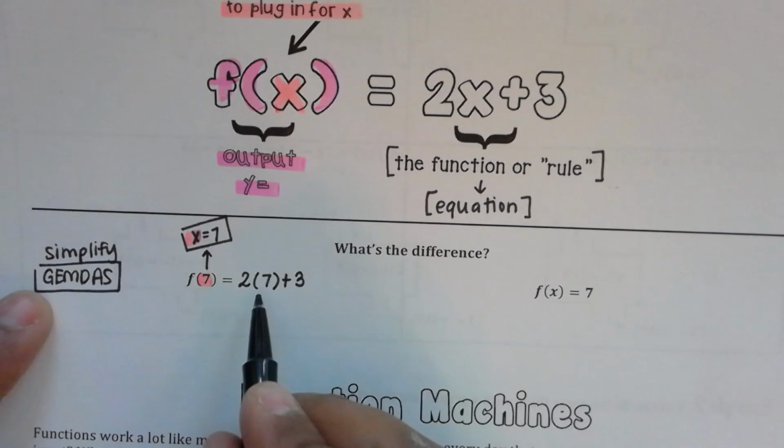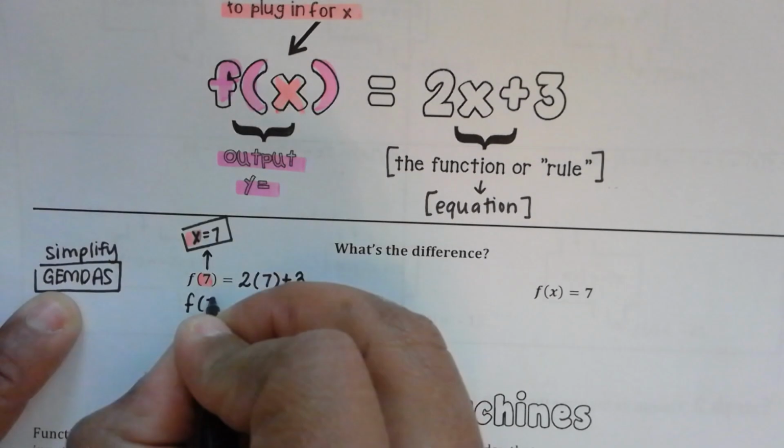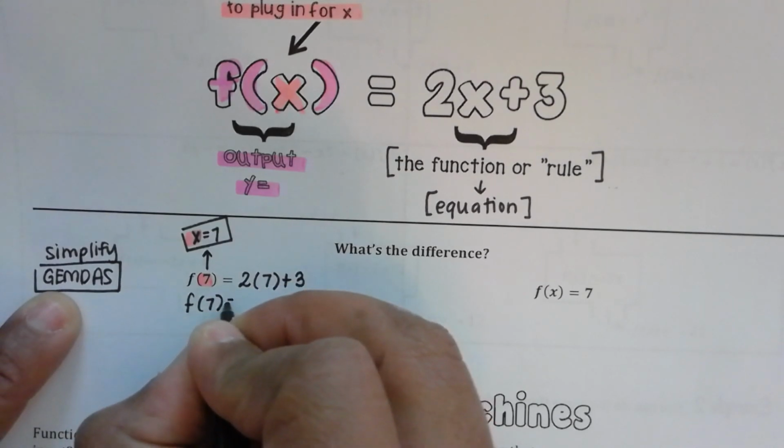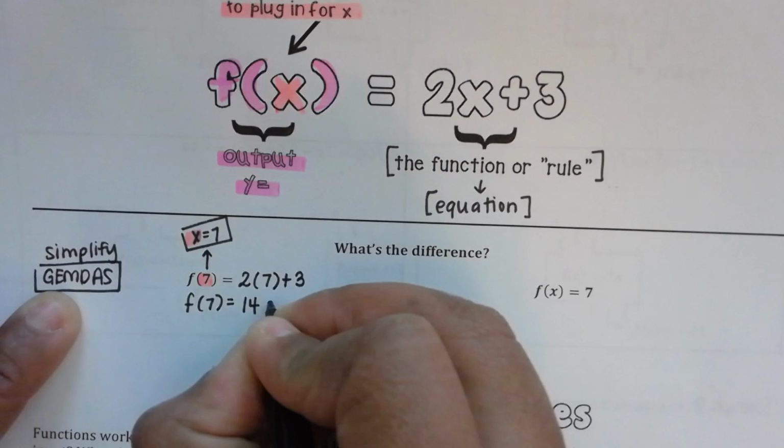Are there any exponents? No. So is there any multiplication or division? Yes. What's being multiplied? 2 times 7. So f of 7 comes down. That's how you read it. F of 7 equals, typing in 2 times 7. What does that get you? 14.